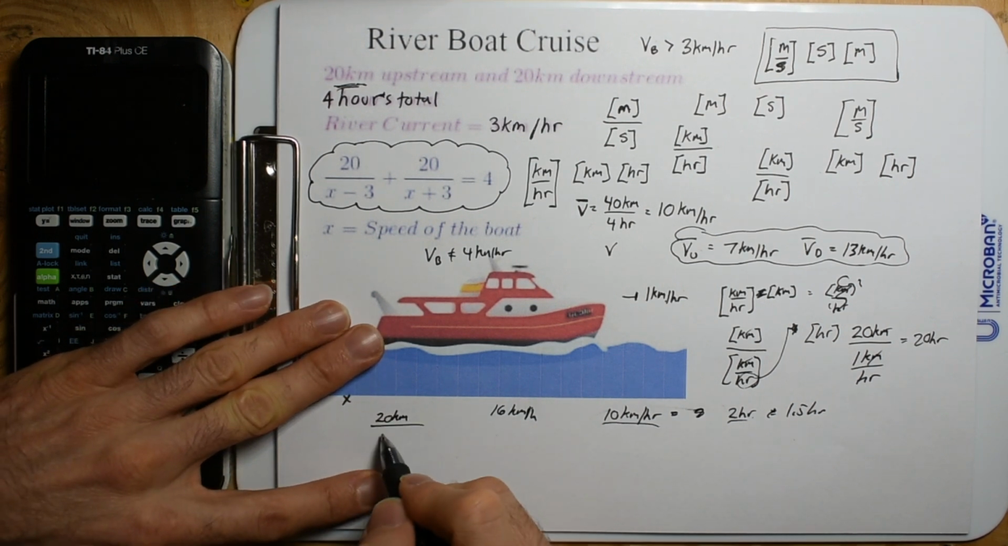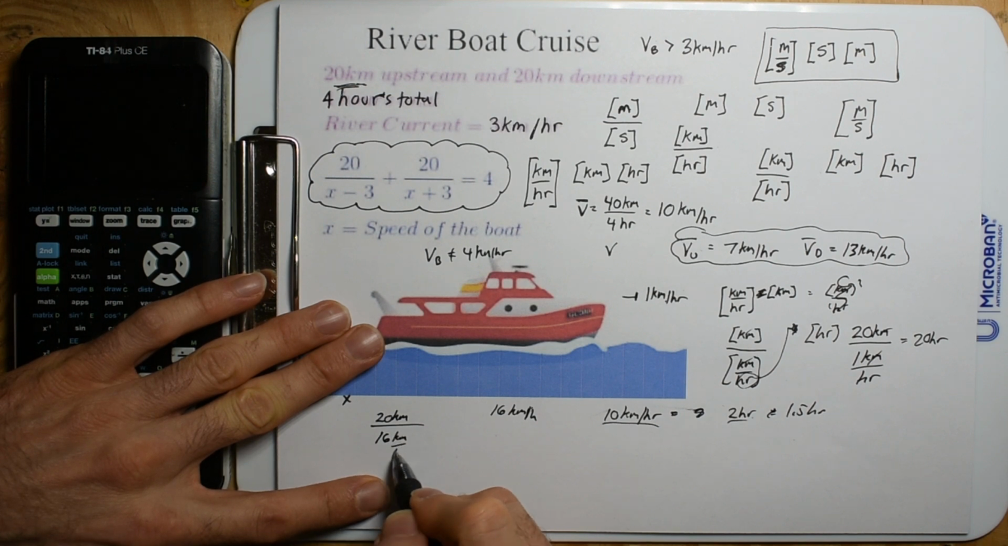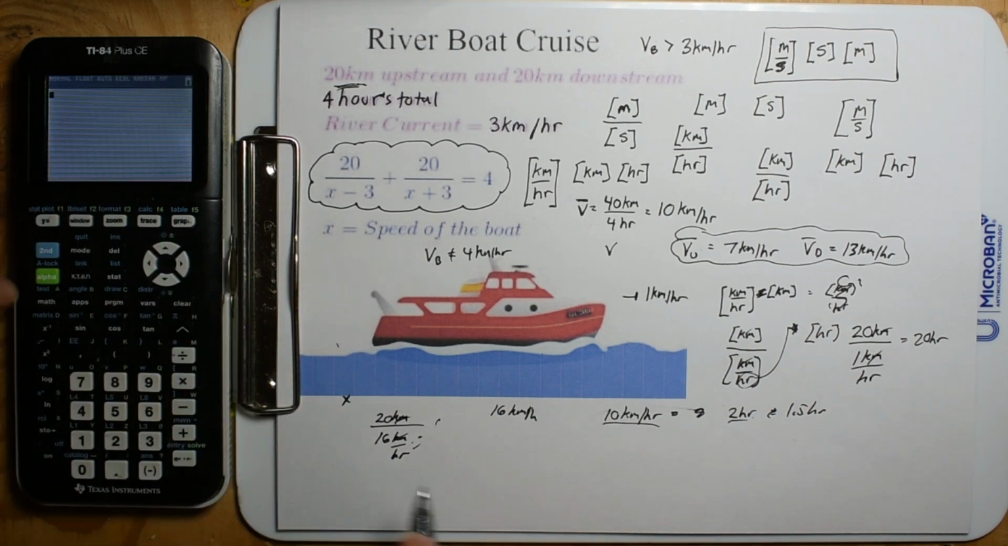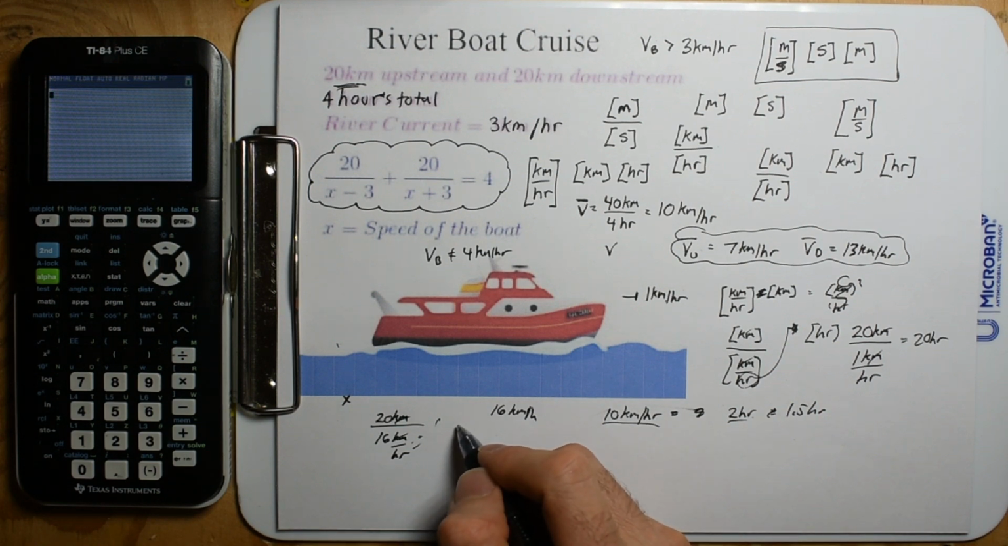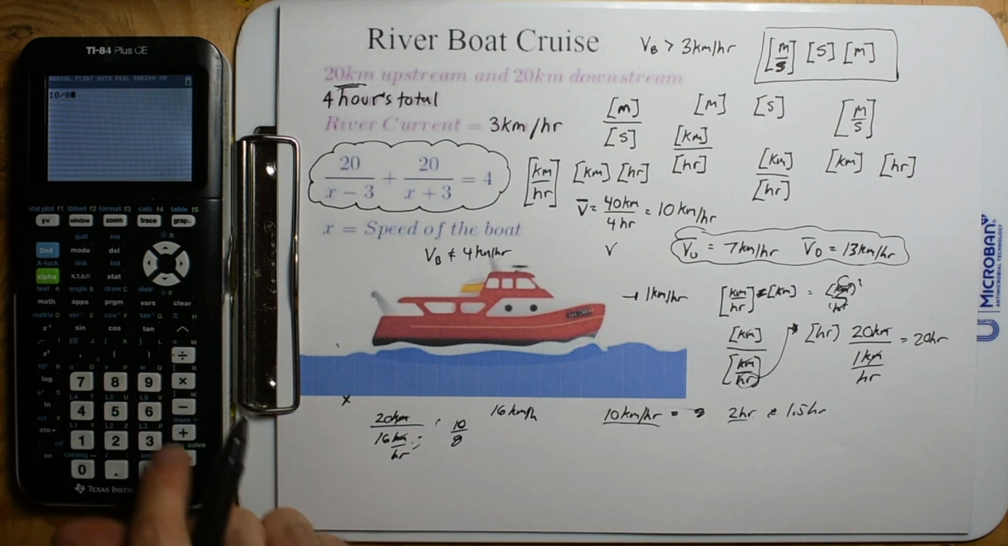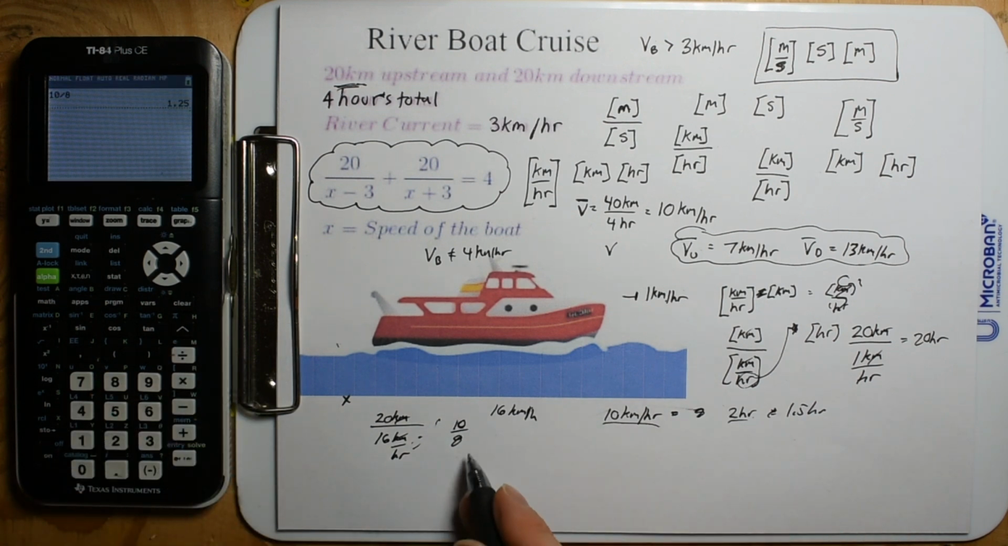Now that we're good at this, we divide by 16 kilometers per hour. Kilometers cancel, hours pops up upstairs. And let's see if I can do this one. 20 divided by 16, that's 10 divided by 8. And no, I'm just going to give up. So 10 divided by 8, and that's 1.25. Oh, I probably could have done that.